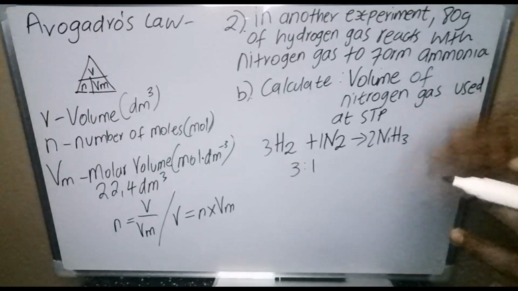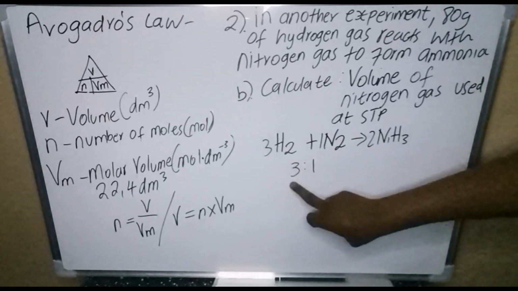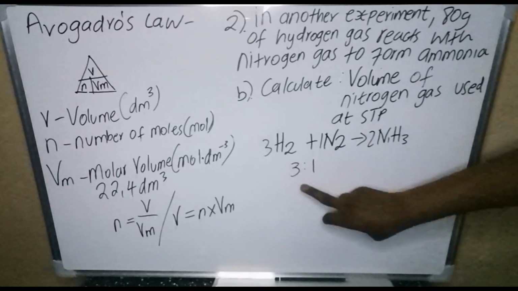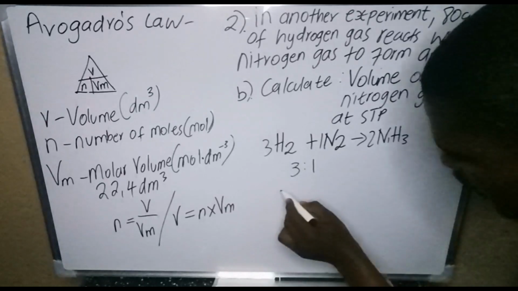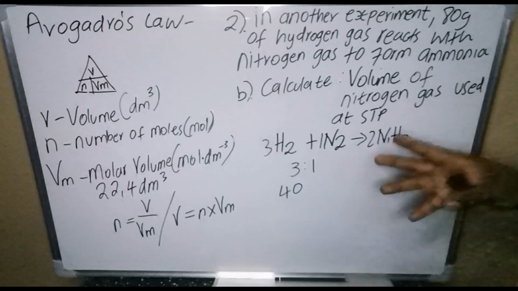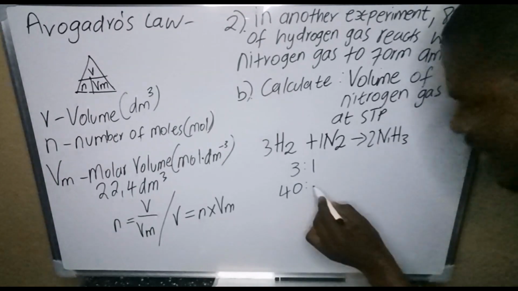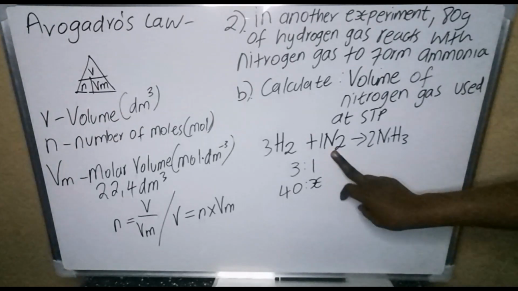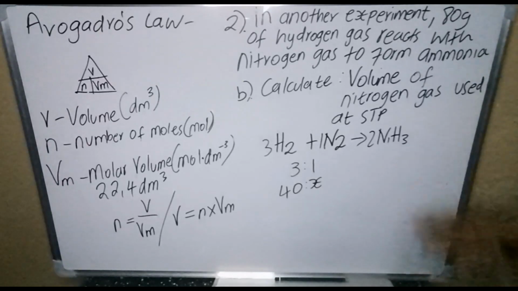Now, since our aim is to find the number of moles for nitrogen gas, and here for hydrogen and nitrogen, what is the number of moles of hydrogen? We found 40. What is the number of moles for nitrogen gas? Unknown. You don't know. Therefore, you put in X here. It's unknown, and you need to find the number of moles for nitrogen gas.